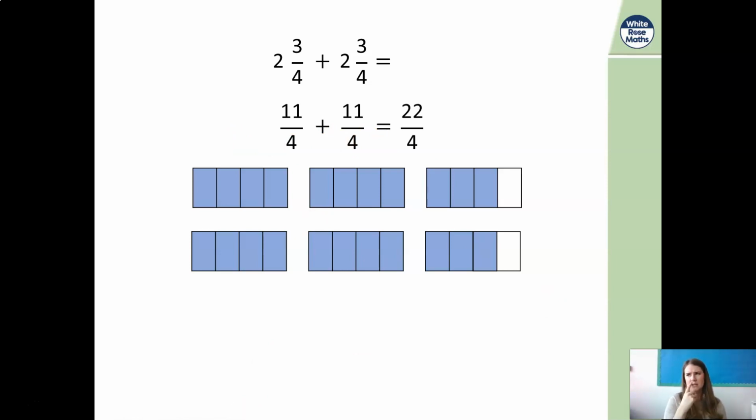So now I'm thinking, well, I've left this as an improper fraction. What do I now need to turn it back into? I need to turn it back into a mixed number. So this is where we do our division. What is 22 divided by 4? So how many 4s can I get into 22?